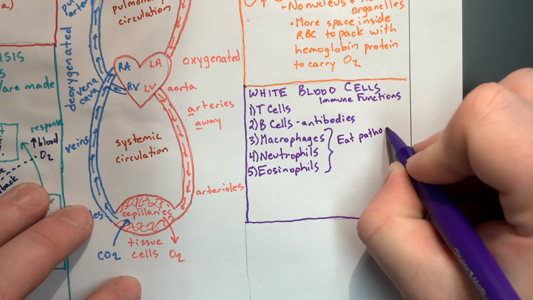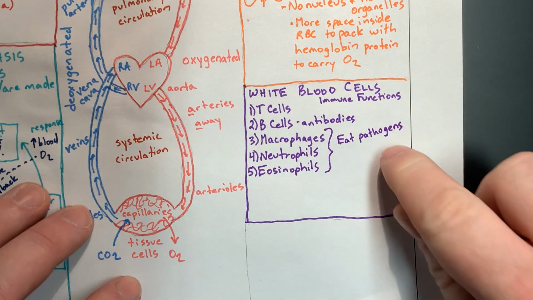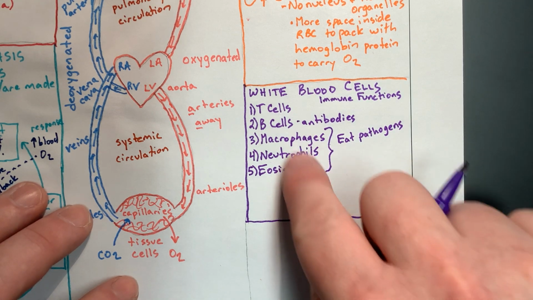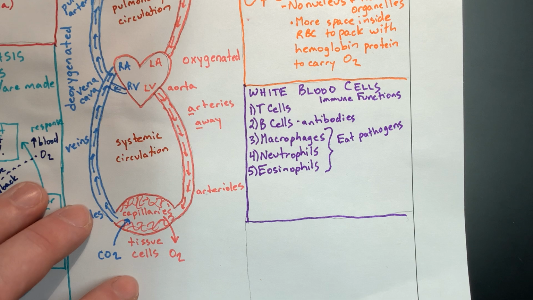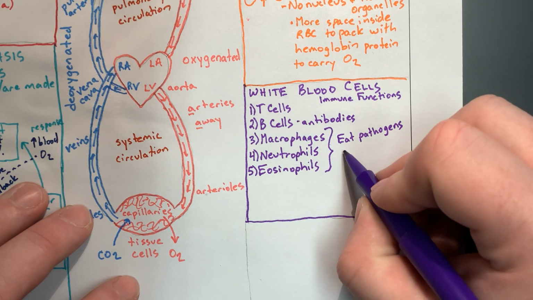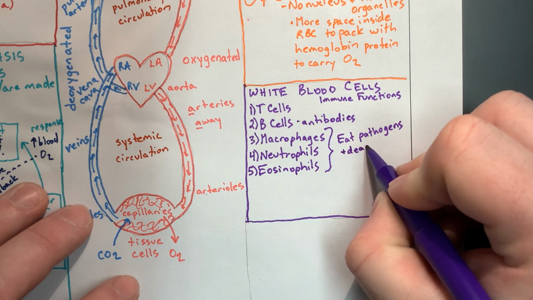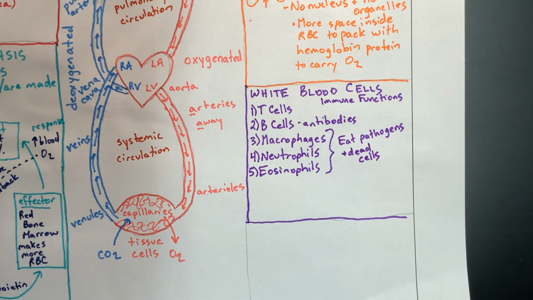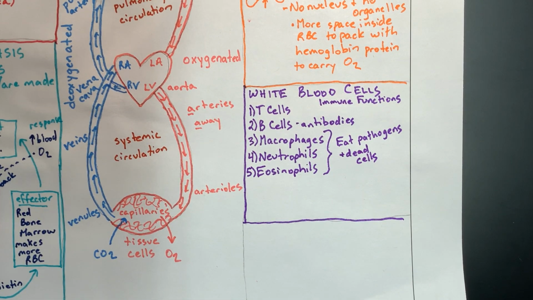pathogens. A pathogen is just any bad guy that can infect us, like a virus or a bacteria or an infected cell. These three types of white blood cells will take care of that. And then also dead cells. Each of our cells in our body has a normal life cycle, and when the cell dies or gets damaged, these are kind of like the cleaners.